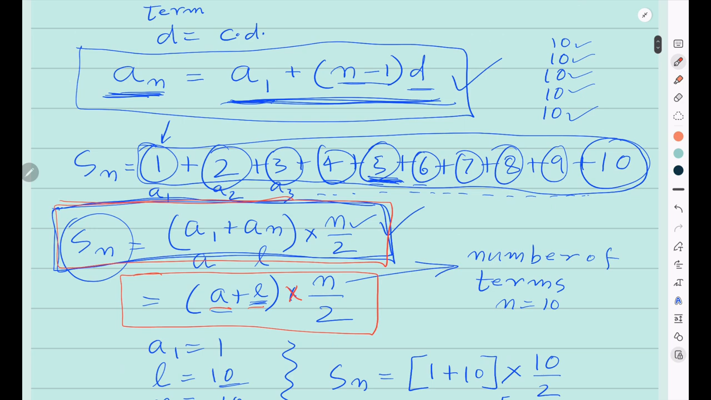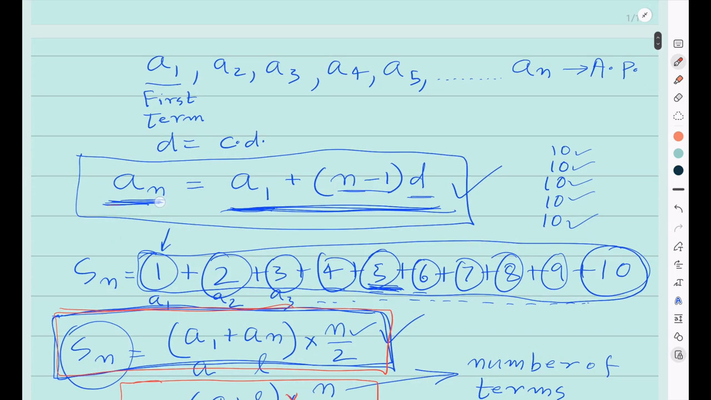And then what is the nth term of the AP? An is the first term plus (n minus 1) d. Okay, so these are all the basic formulas of arithmetic progression, and in a way we are done with the basic concept. Now we will try to tackle some problems.